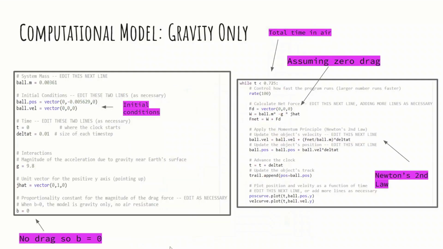The first computational model, seen here with the skeleton code, was gravity only. To write this, I modified the skeleton code to write a program for the motion of the ball that only accounted for gravity. Since there is no drag force, we can assume that this b proportionality constant is 0. The time of 0.0725 is an indicator of how long the ball was in the air during the video. Also, the drag force, Fd, was set equal to the 0 vector because it's being neglected for now. Finally, both the momentum principle and the position update formula were applied to the code to get an accurate measure of the motion of the ball.